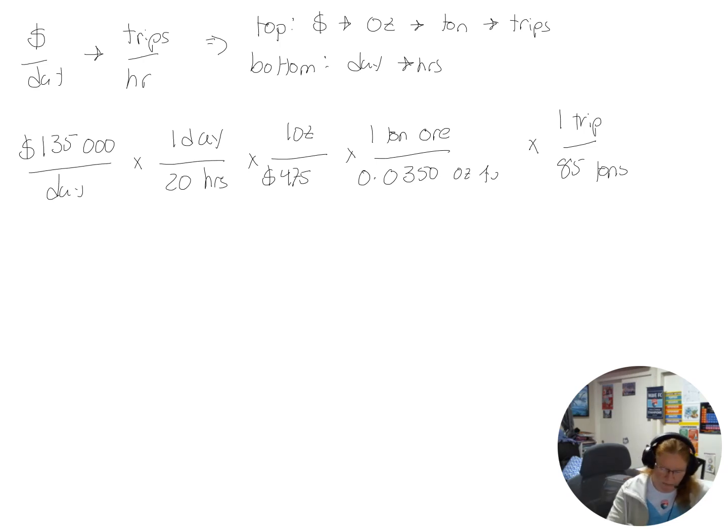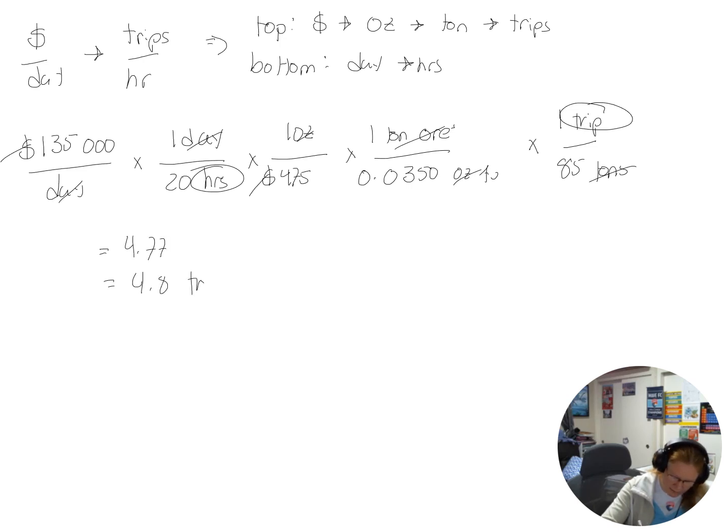So we can check real quick. My dollars are canceling, my days are canceling. Okay, my ounces are canceling, my tons are canceling, and I do indeed have trips per hour. Okay, and so we're going to get 4.77 or 4.8 trips per hour.